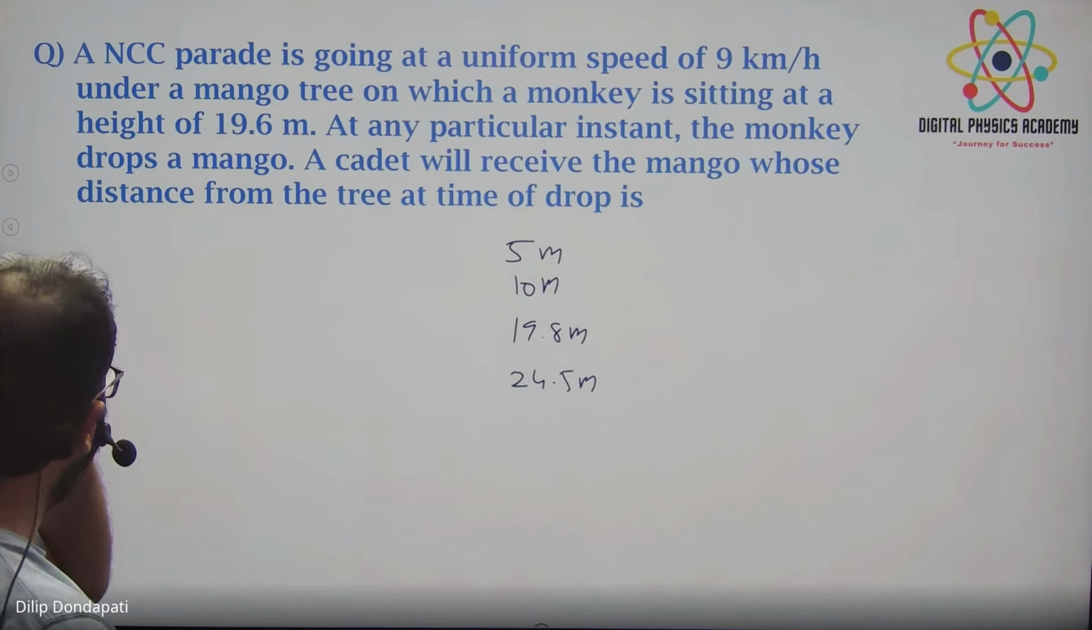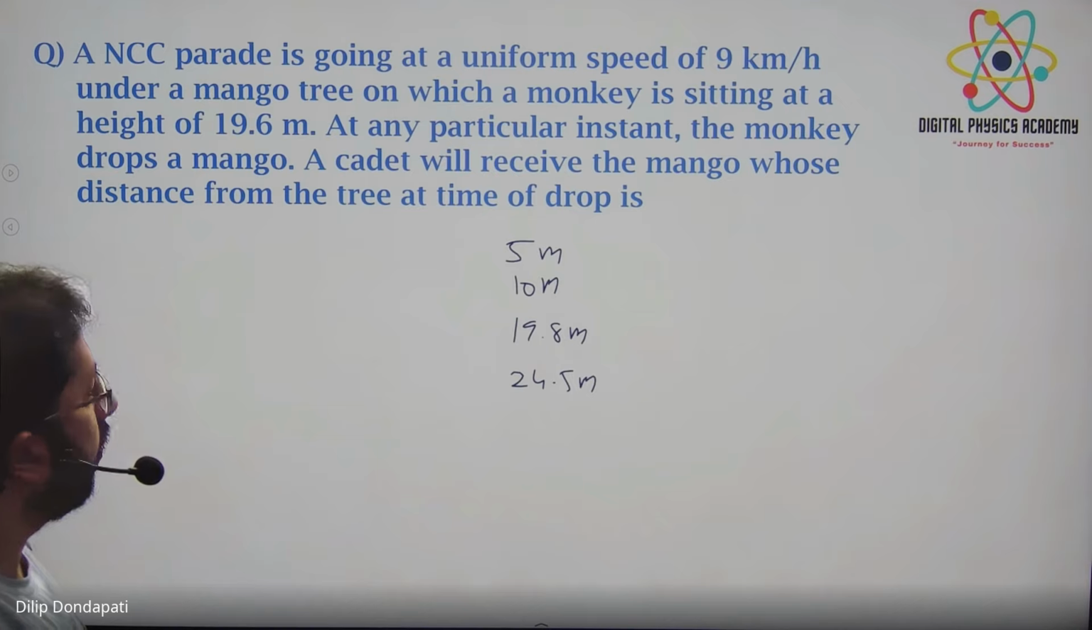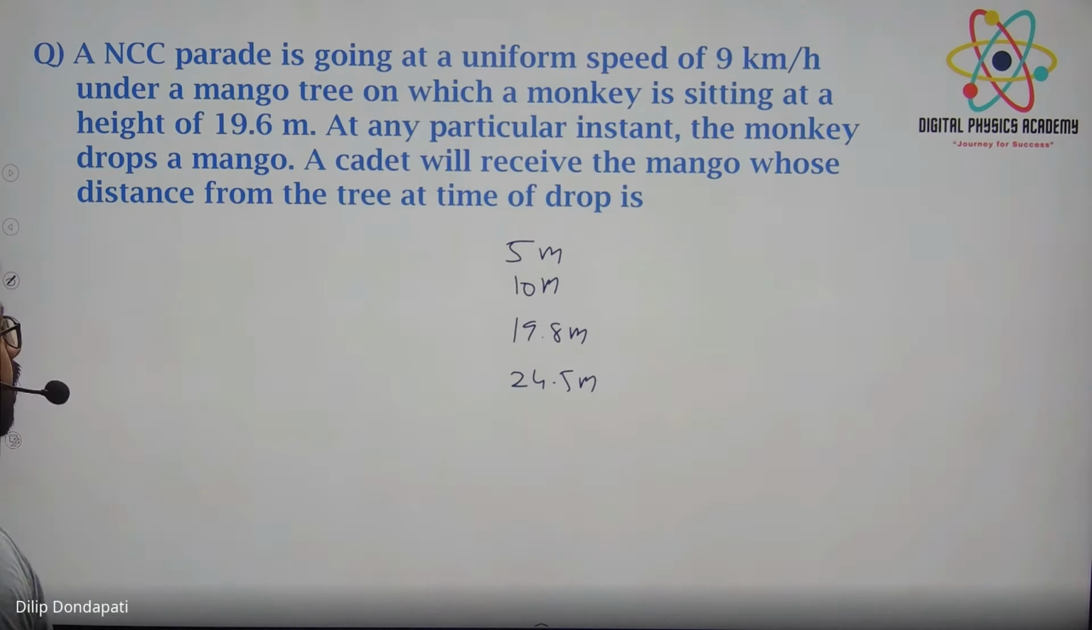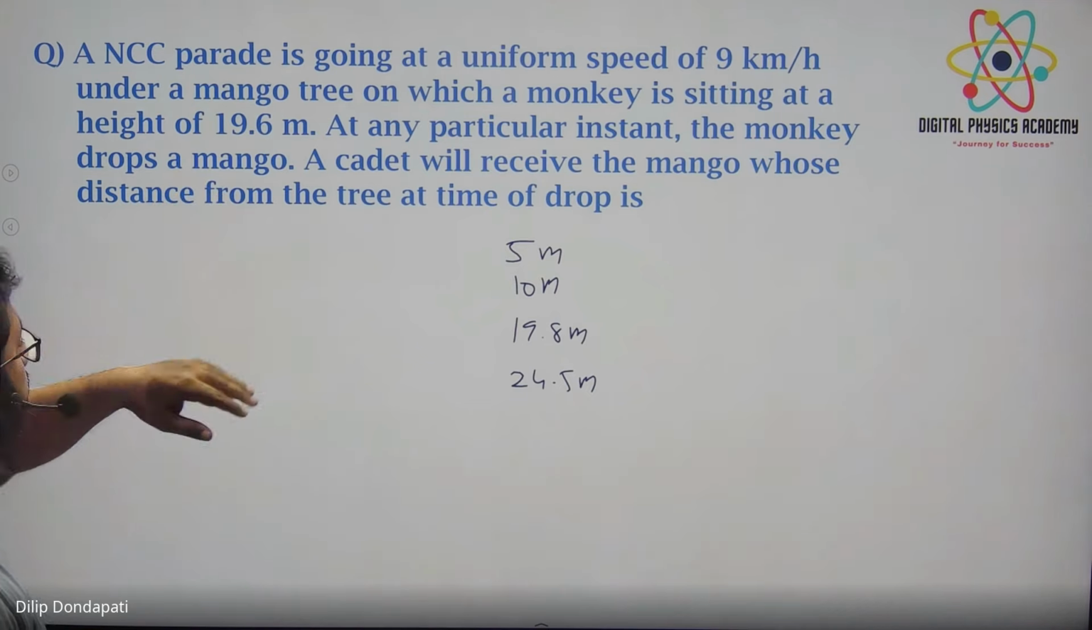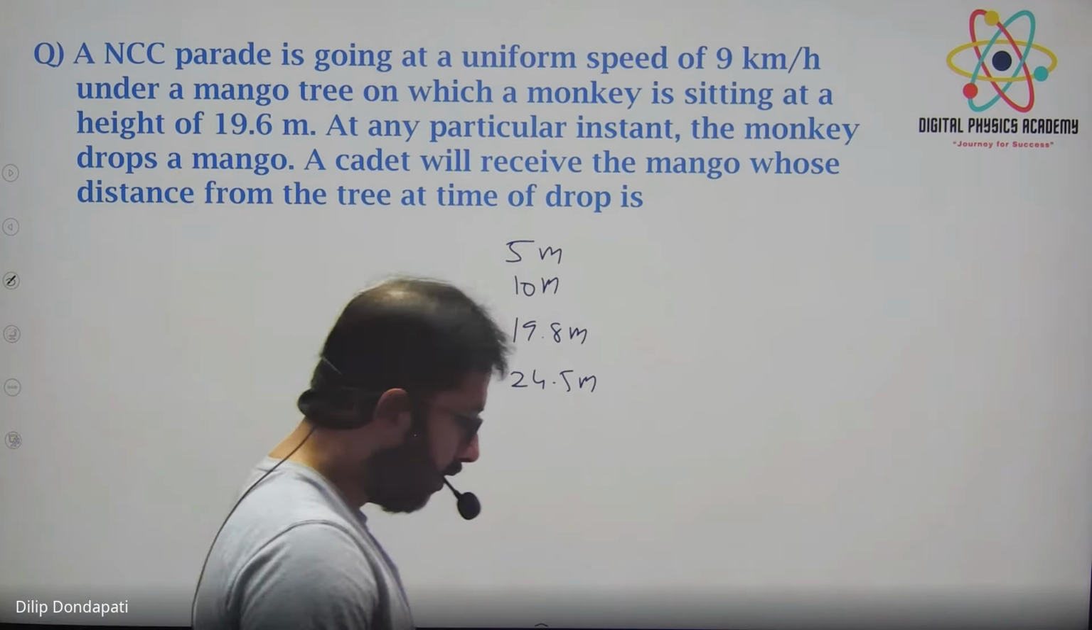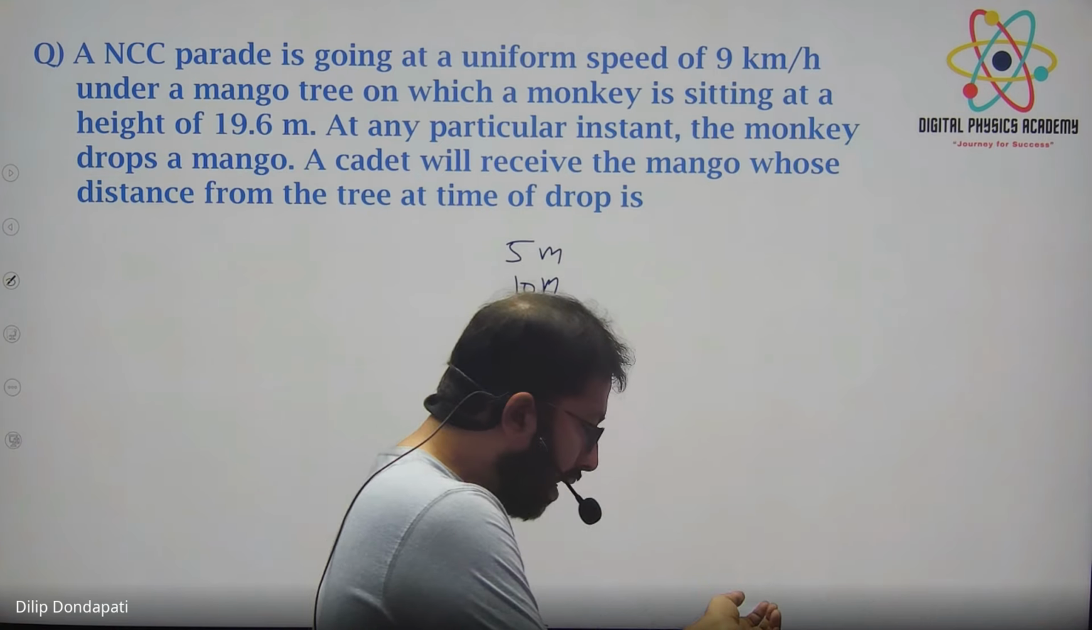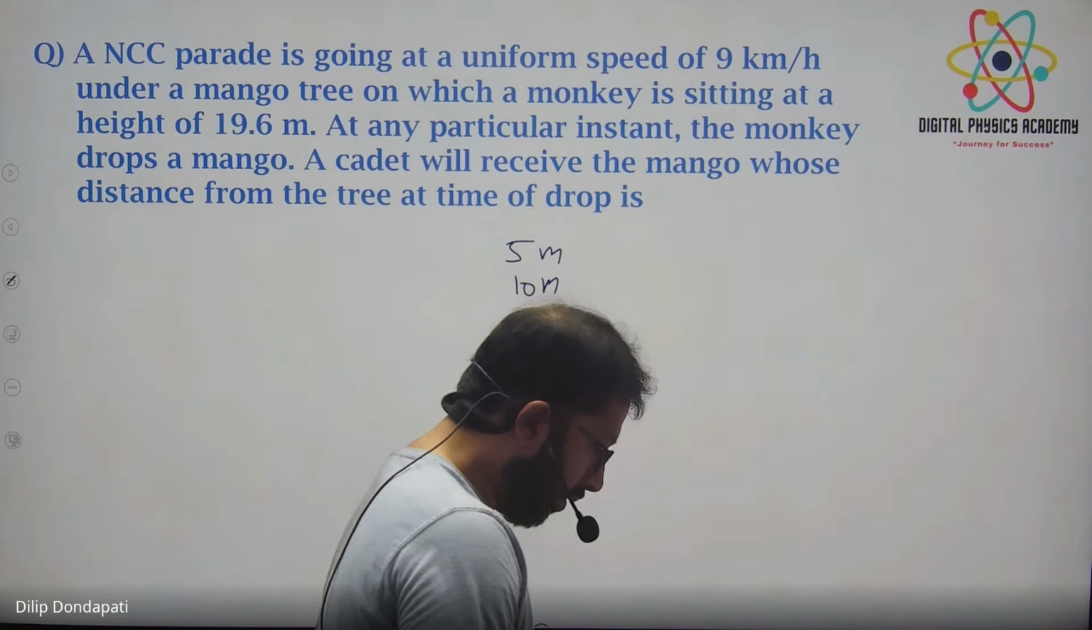So should we take g as 9.8 or 10? See, whenever it is not mentioned, take 9.8. And you will see numbers like 19.6 and so on, so it will go with 9.8, right? So you can take 9.8 only.